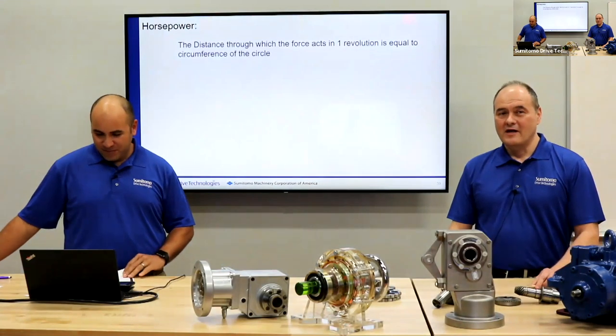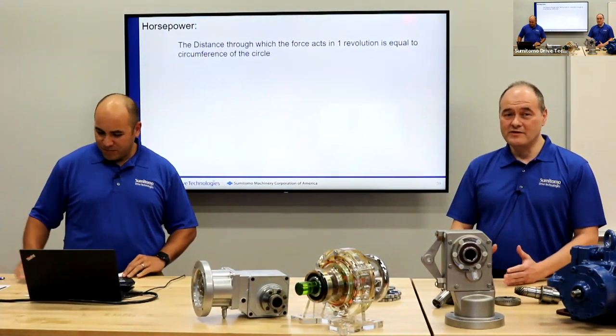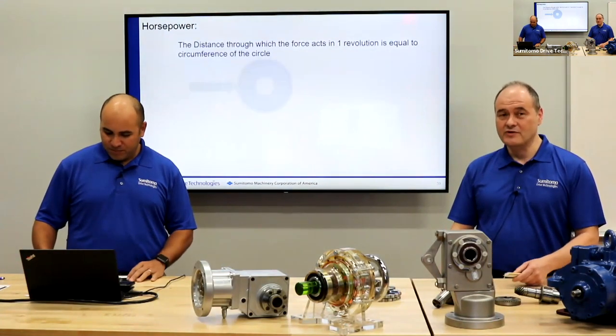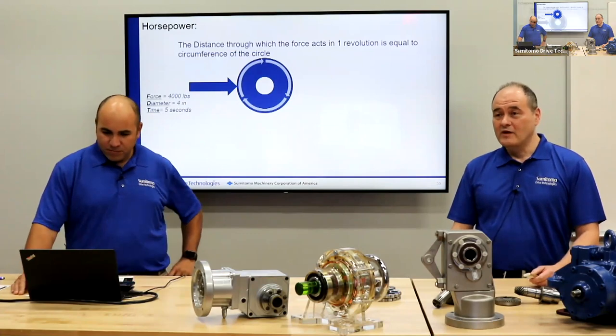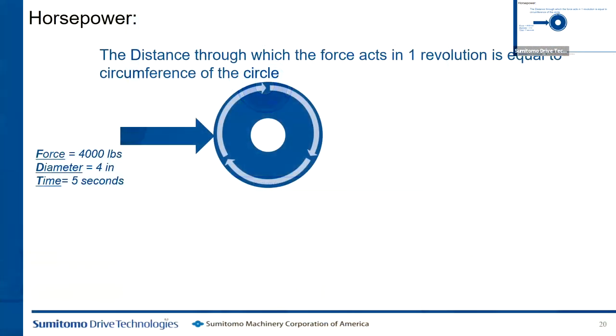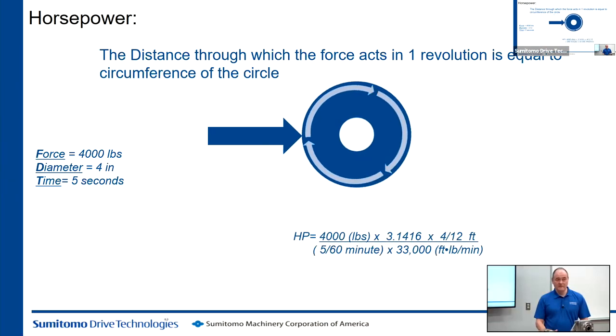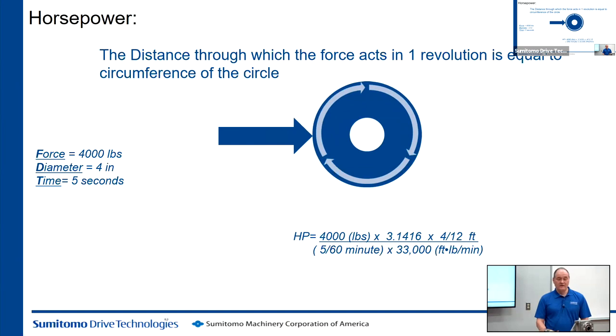And horsepower, power, is really the distance over which a force acts in one revolution. So in this example, if we're applying a 4,000-pound force against a wheel that is 4 inches in diameter, and we spin this over 5 seconds, then we've done a little over 1.52 horsepower worth of work. Okay, I think I'm following you.